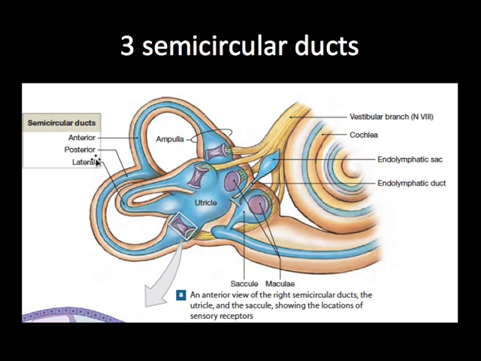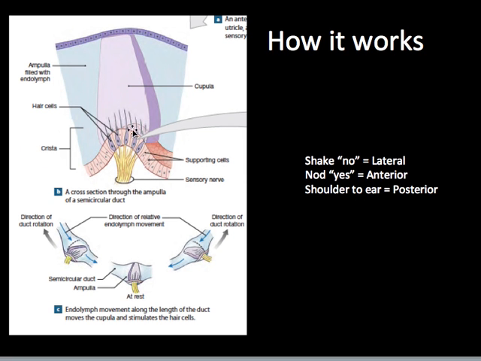If we zoom in on one of these structures, which is called an ampulla, this section is called the ampulla. If we zoom in on it, you've got this thing called a cupula, and attached to the cupula are these hair-like structures, which are bound to the wall, called the crista over here. And each of these hairs is linked to a sensory nerve.